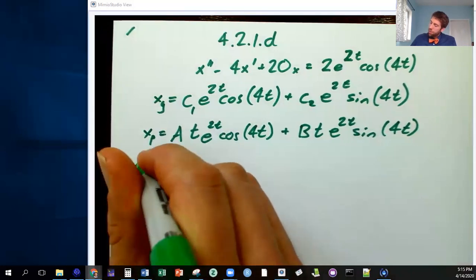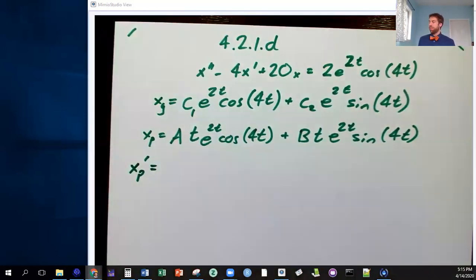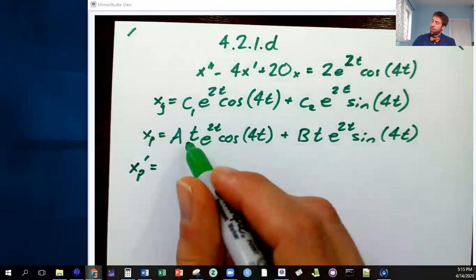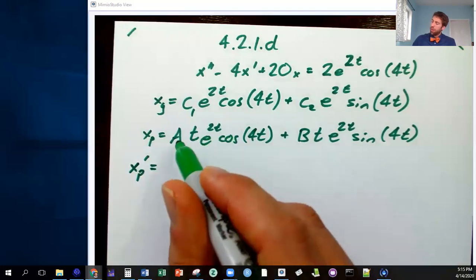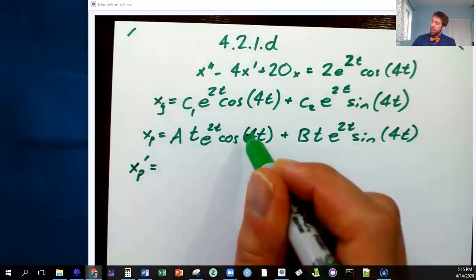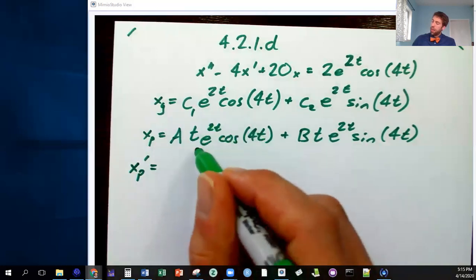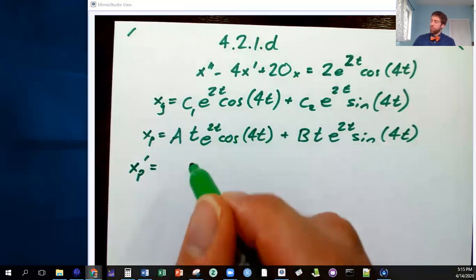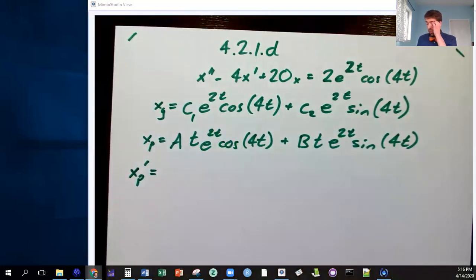X p prime equals, so, product rule for 3 things. So the product rule for 2 things says you can group these things together and say, let's do this and then take the derivative of that and then take the derivative of that times that. But that's just, hold on for a second.